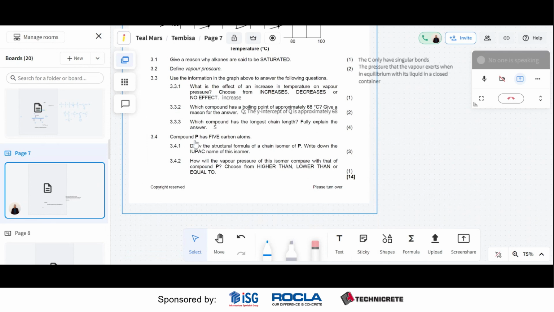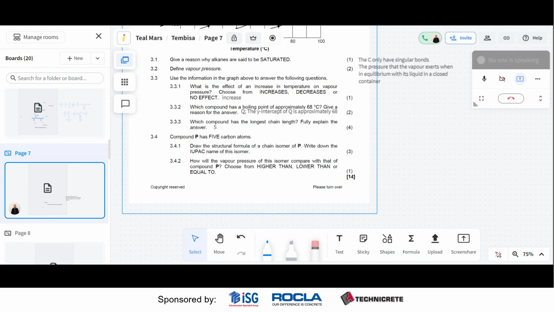Then they say compound P has 5 carbon atoms. Okay, well that sorts everything out for us. Carbon P would be pentane, carbon R or carbon Q would be hexane, then heptane, and finally octane. Okay, then they say draw the structural formula of a chain isomer of P. Write down the IUPAC name for this isomer.